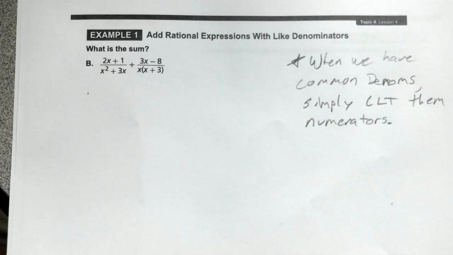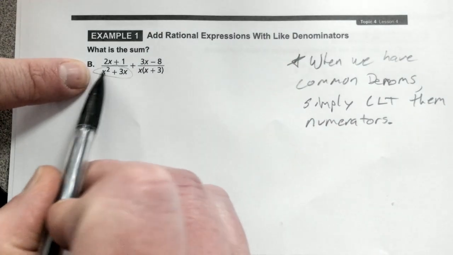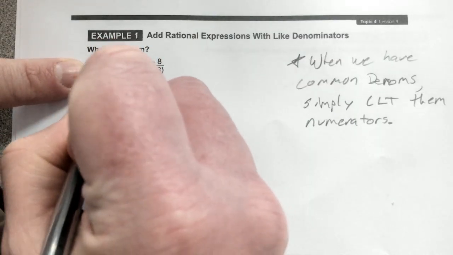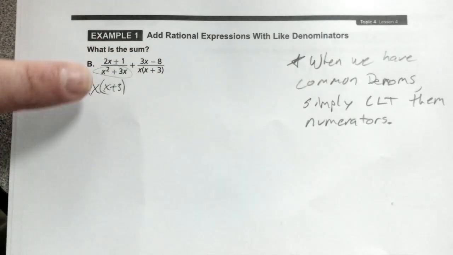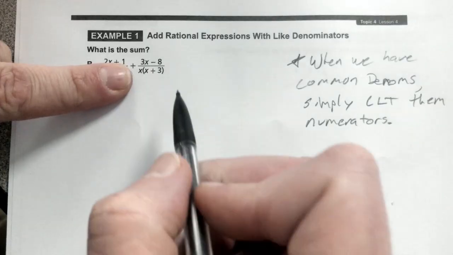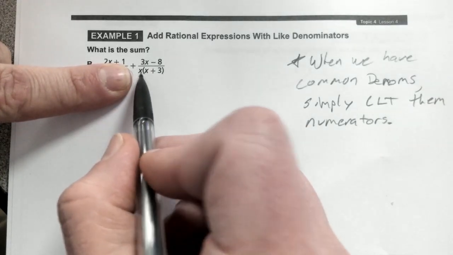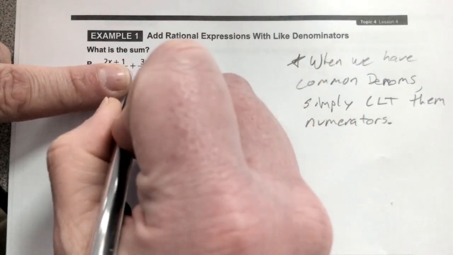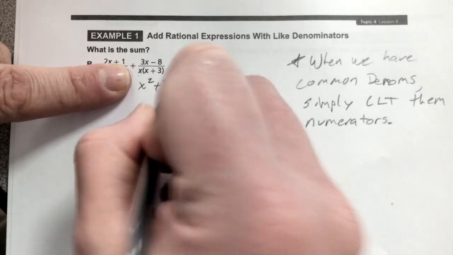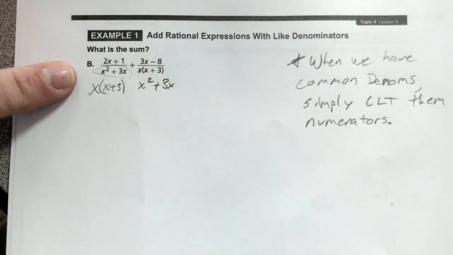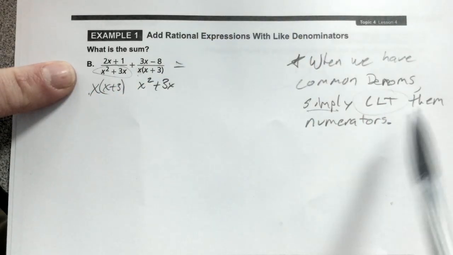All right. Now, do I have common denominators here with this part B? It doesn't look like it. But it is. So if I look at this first one and I factor out an x, I would be left with x plus 3. That's one way to look at it. If I didn't see it that way, what if I distribute my x here? x times x is x squared, and x times 3 is a positive 3x. Are these the same denominators? Yes. So all we have to do is simply combine the numerators.